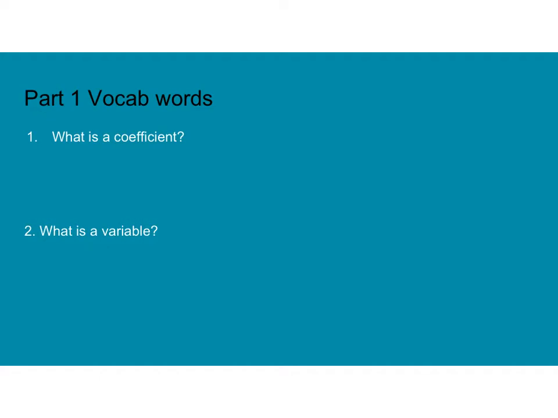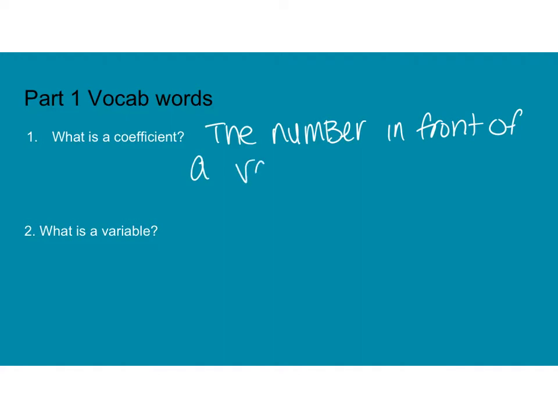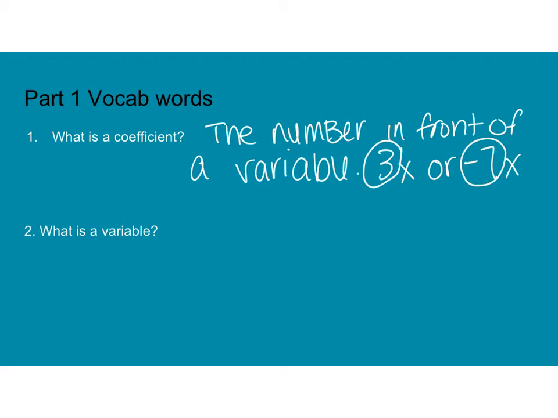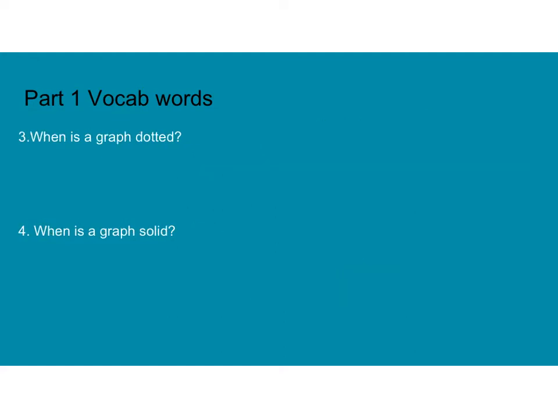Okay, number 1. What is a coefficient? Okay, we've heard this word so many times. So you're going to write the number in front of a variable. Okay, an example, 3x is going to be that 3, or negative 7x is going to be that negative 7. That is all you're going to put down there. Now, what's a variable? It's the letter, so we're just going to make an example. 5x, we're going to circle it, and we're going to write variable.